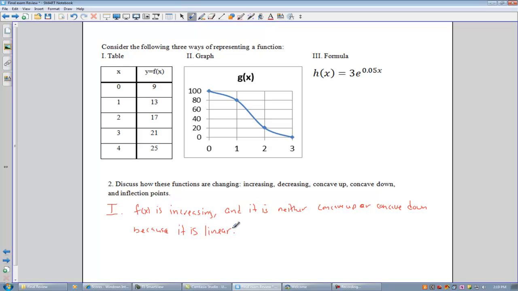And since there is no change in concavity, it cannot have any inflection point. So since there is no change in concavity, there are no inflection points.